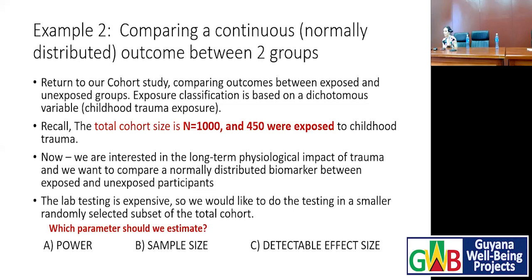Now we are interested in the long-term physiological impacts of trauma, and so we want to compare a biomarker, which happens to be, in this theoretical example, normally distributed between the two groups, and see if that differs. But this now relies on an expensive lab test. So we would like to do this testing on a smaller, randomly selected subset of the cohort because we have to have funds for this. So which parameter do you think we should estimate for this?